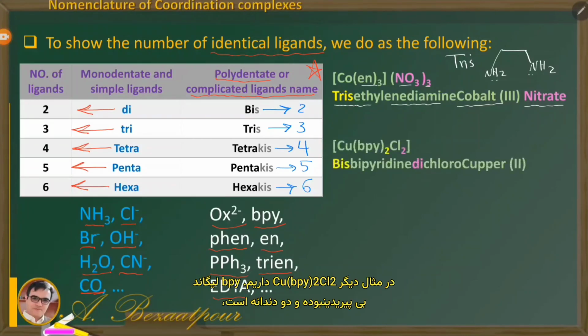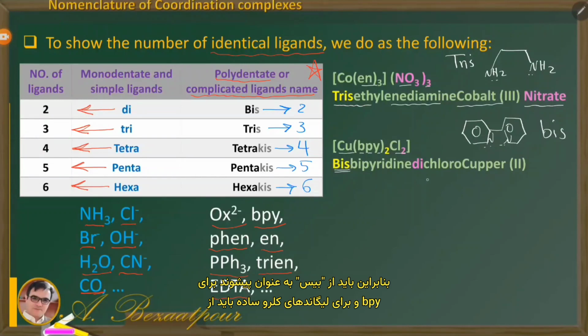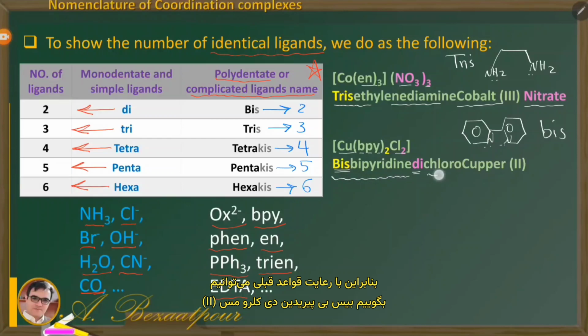In the other example, we have Cu(bpy)2 Cl2. bpy is bipyridine, a bidentate ligand. So we have to use bis as the prefix for bpy, and for the simple chloro ligands we have to use the di prefix. Therefore, following the previous rules, we can say bis(bipyridine) dichloro copper(II).